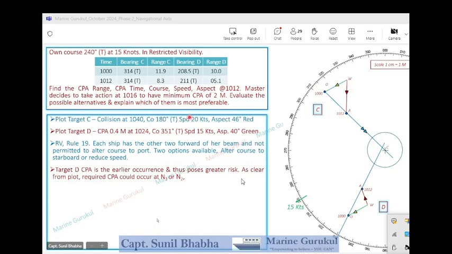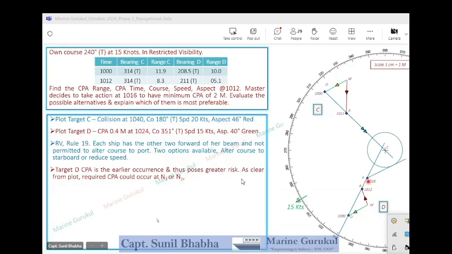Now the question says that the action is to be taken at 1016 hours. So let us first predict the position of target Delta at 1016 hours. We know target Delta has moved from Oscar to Alpha in 12 minutes. So interpolating it for 4 minutes, we can obtain the predicted position of target Delta at 1016. So you can see the predicted position P, Papa, coming up on the plot.